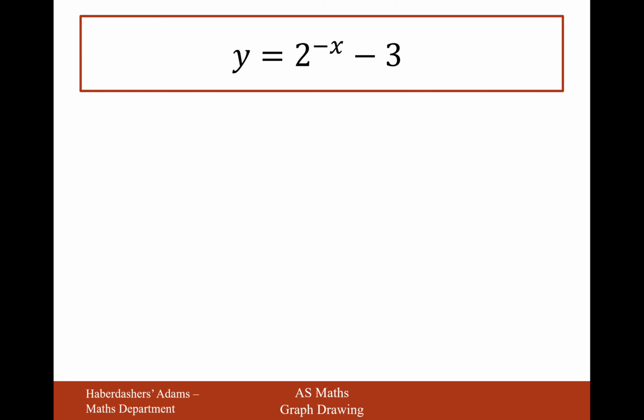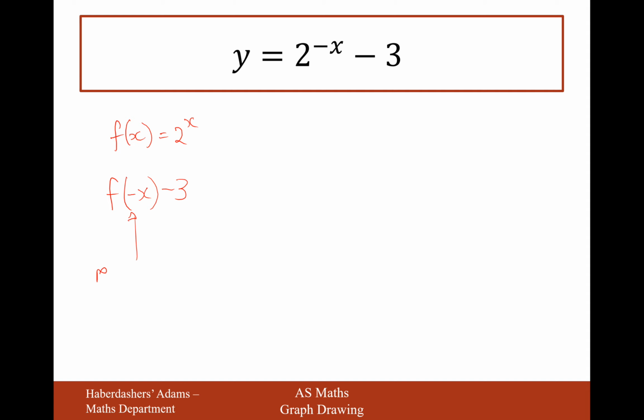Okay, let's move on to the next one now. So once again, the parent function here is going to be 2 to the power of x. But this time the negative symbol is inside the bracket, where the x is, right next to the x symbol. And when the transformation is right next to the x symbol, that means it goes inside the bracket when you write down your function notation. Then we're going to take away 3.